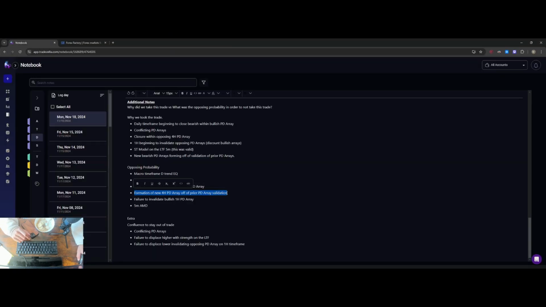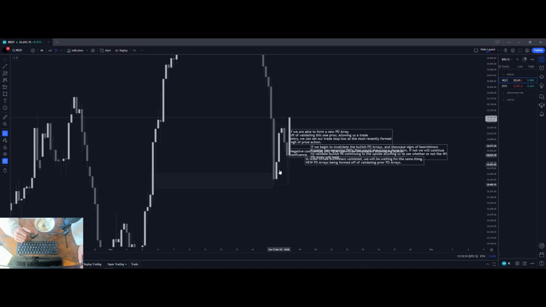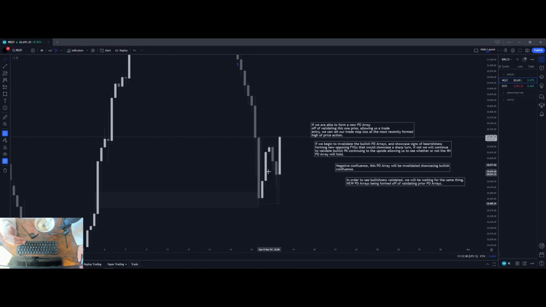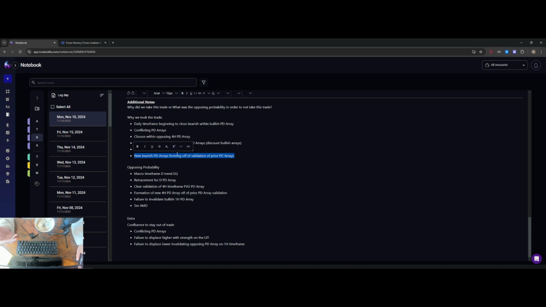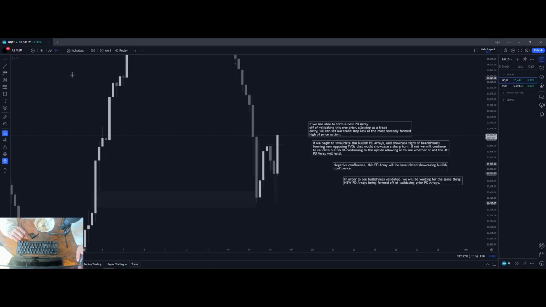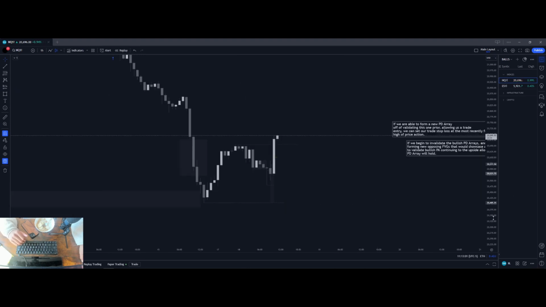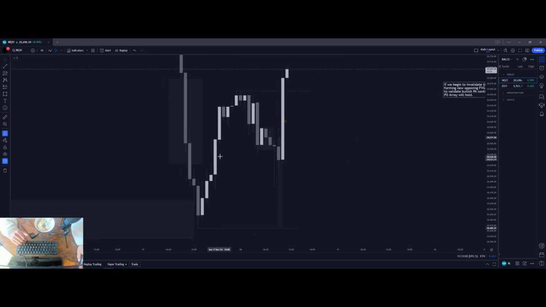Formation of new PD array off of prior PD array validation. The same thing we validated right here on the 5-minute time frame, we can actually validate on the 4-hour time frame. Came down, retraced, validated this, created a new PD array, and retraced back into that one. That is the exact same validation process as the 5-minute. Exact same thing. Failure to invalidate bullish 1-hour PD array. Which bullish 1-hour PD array, Lonnie? Well, the only one we actually ended up validating, my little munchkin, which was this one right here.